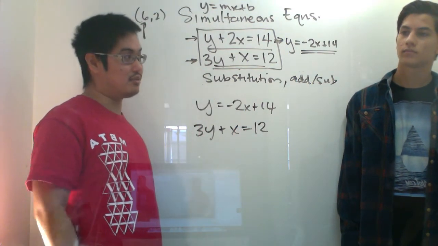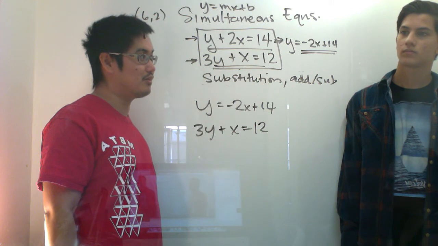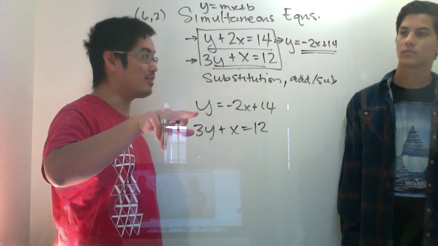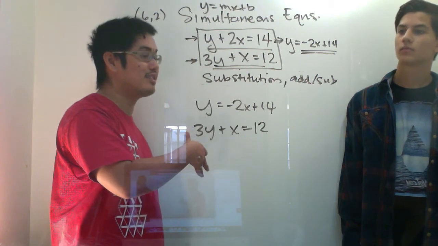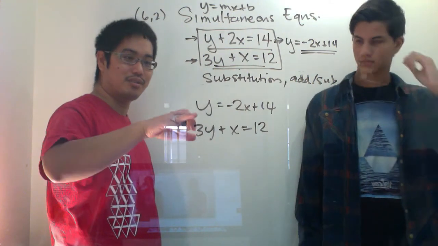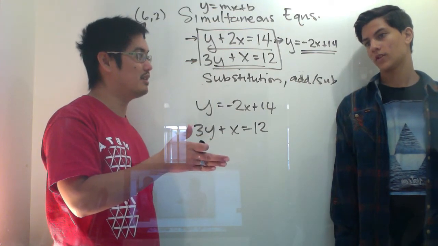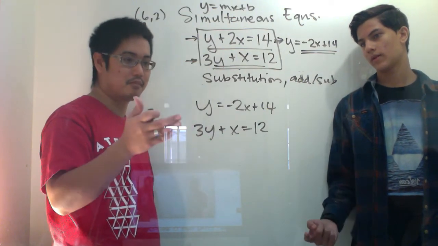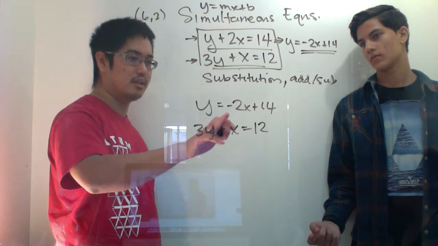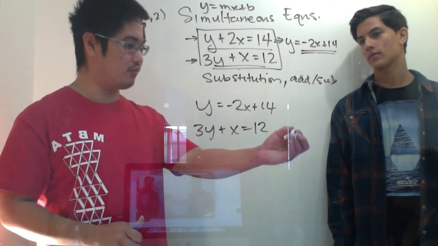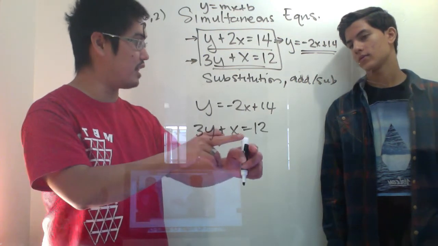In this case, I would use the substitution method, because I already have one of the variables solved for. You know what I mean? So it's easy for me to substitute it in right there. Boom. So then you would just do 3y plus, it would be 3 parentheses, negative 2x plus 14, because that's what y is, plus x equals 12.